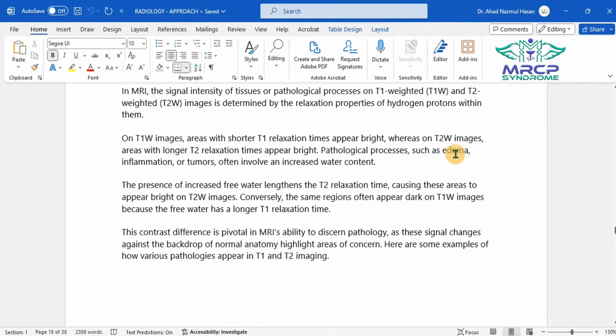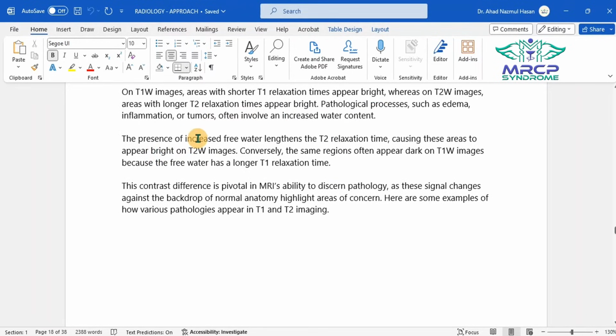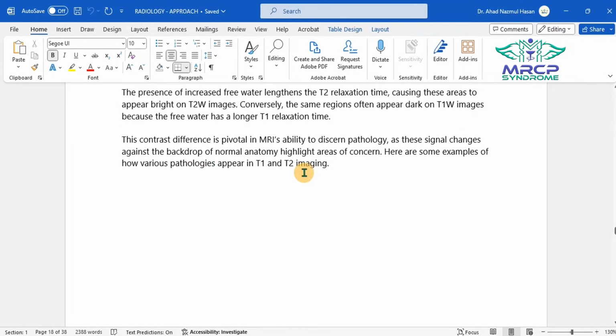Pathological processes such as edema, inflammation, or tumors often involve an increased water content. The presence of increased free water lengthens the T2 relaxation time, causing these areas to appear bright in T2 weighted images. Conversely, the same regions often appear dark in T1 weighted images because the free water has a longer T1 relaxation time. This contrast difference is pivotal in MRI's ability to discern pathology, as these signal changes against the backdrop of normal anatomy highlight areas of concern.